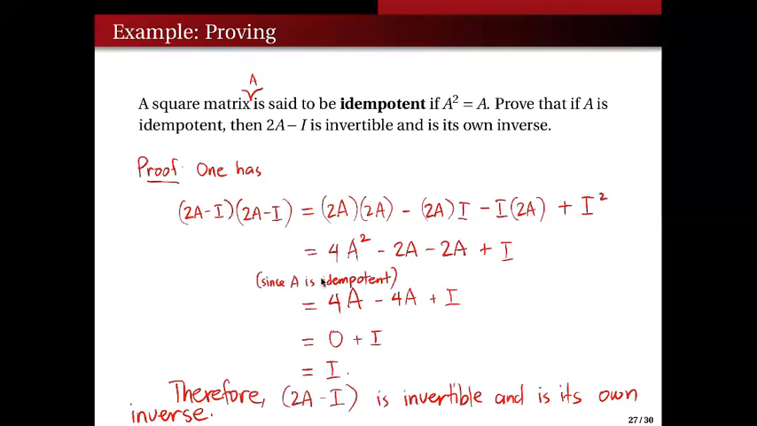So there's a question here: where did 4A squared go? Again, because A squared equals A, because A is idempotent. That's in the assumption. Since A is idempotent, or prove that if A is idempotent, meaning A squared equals A, this A squared becomes A there.